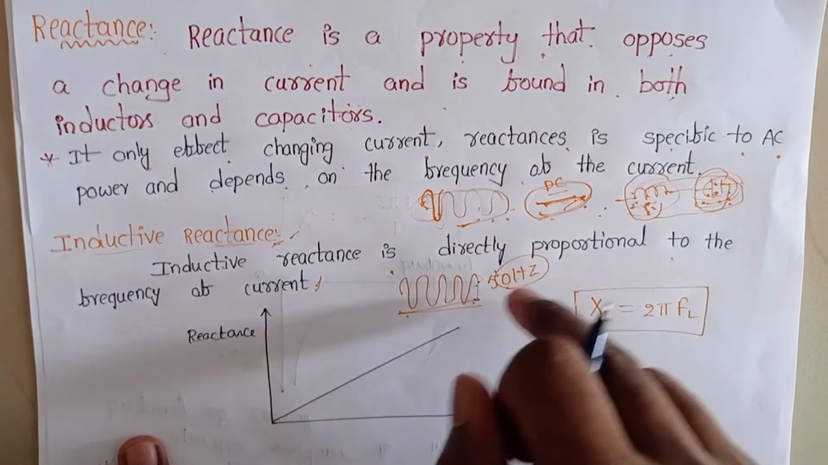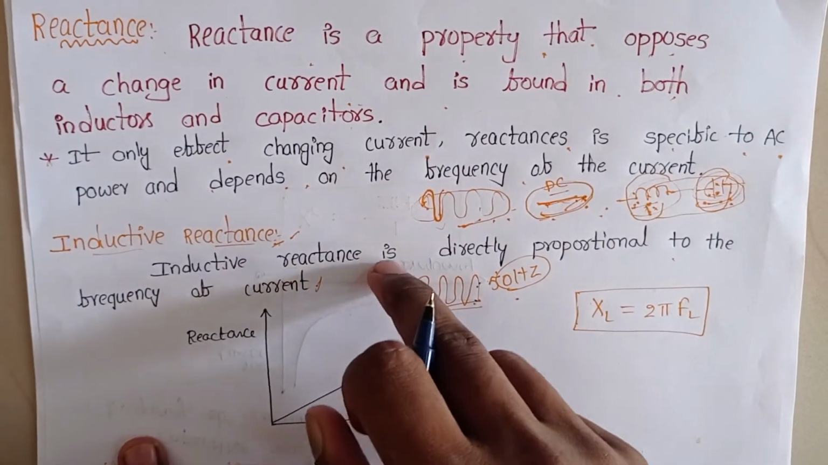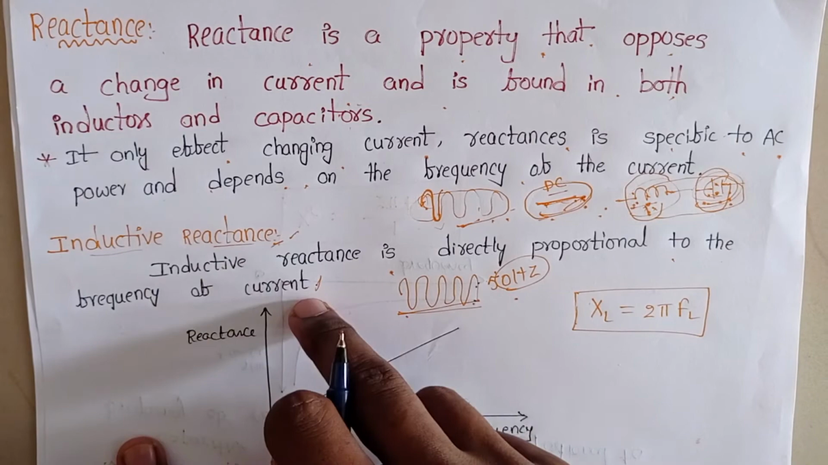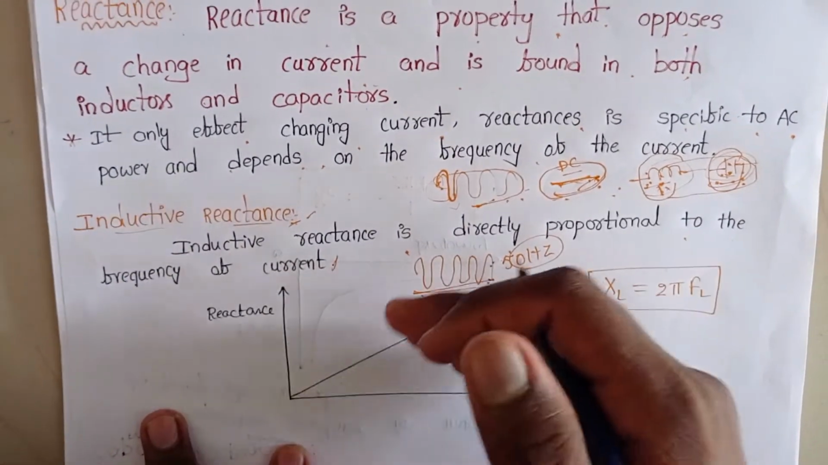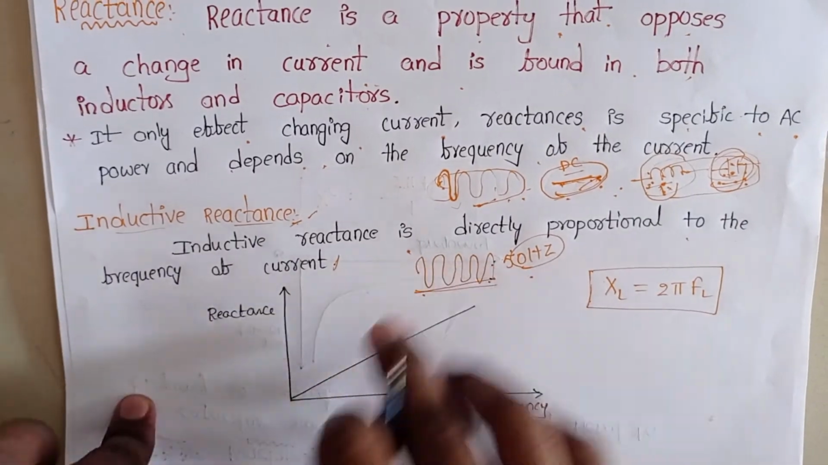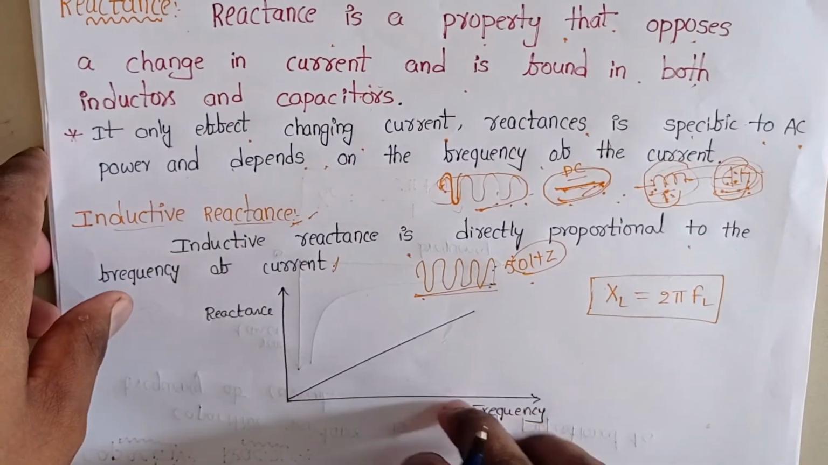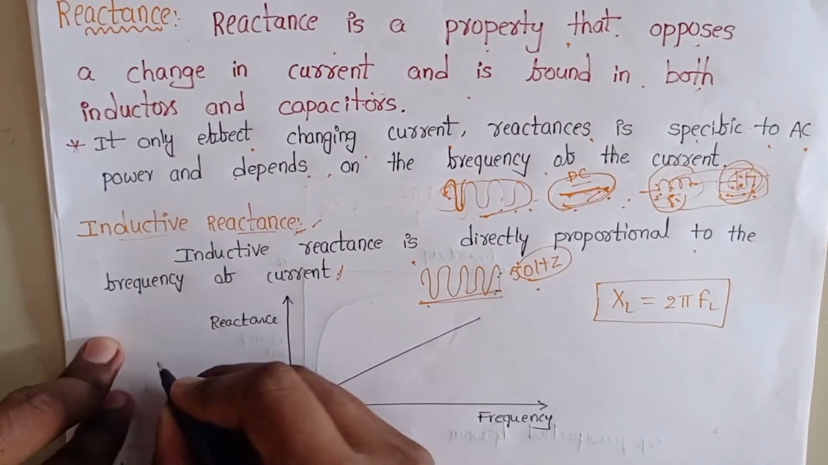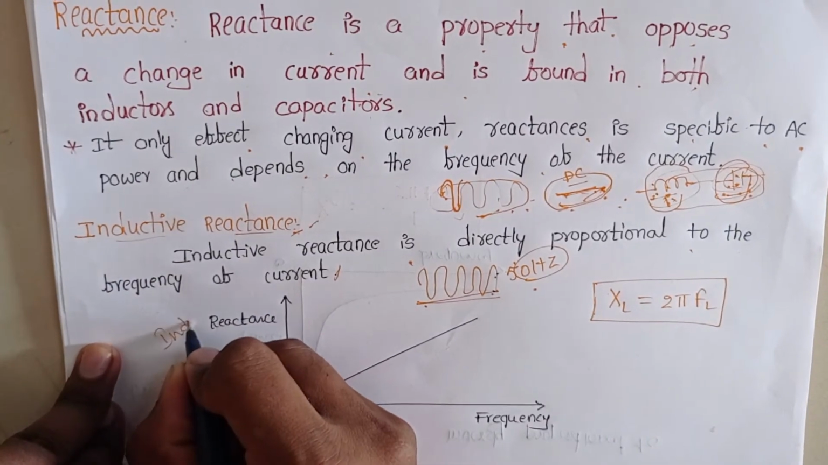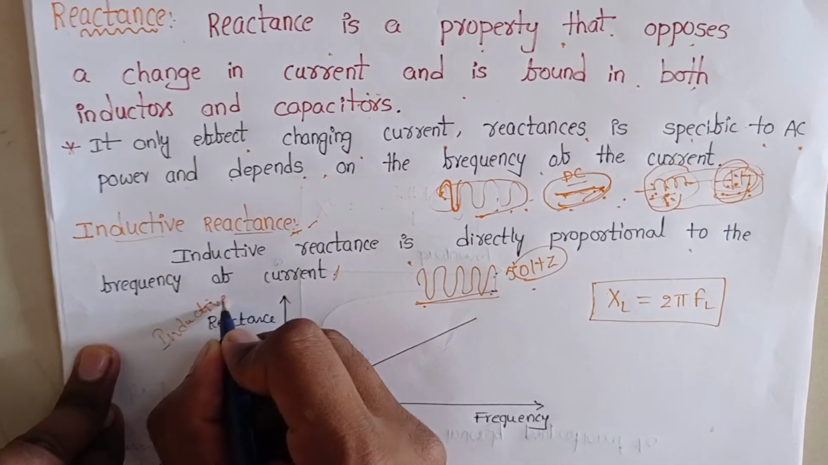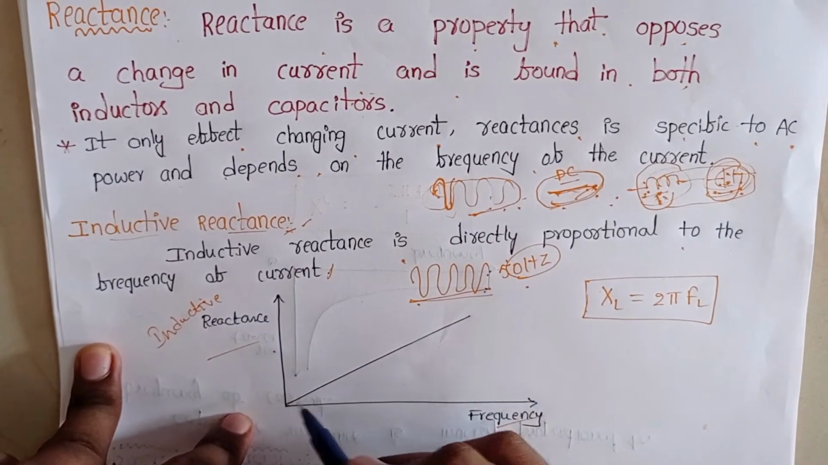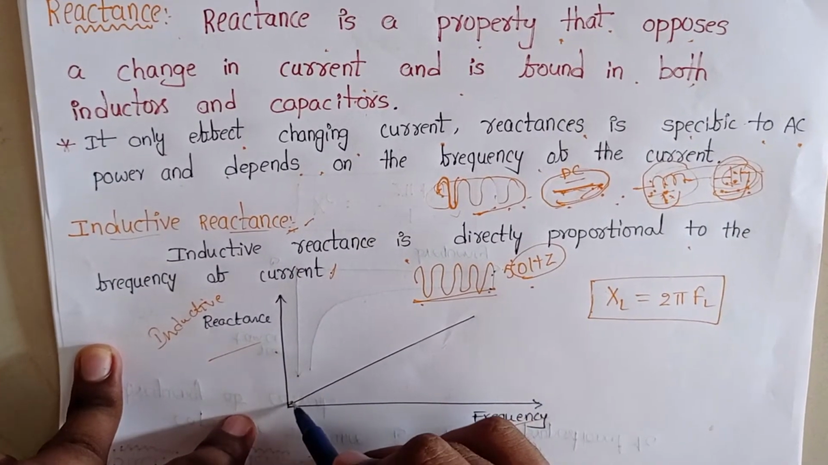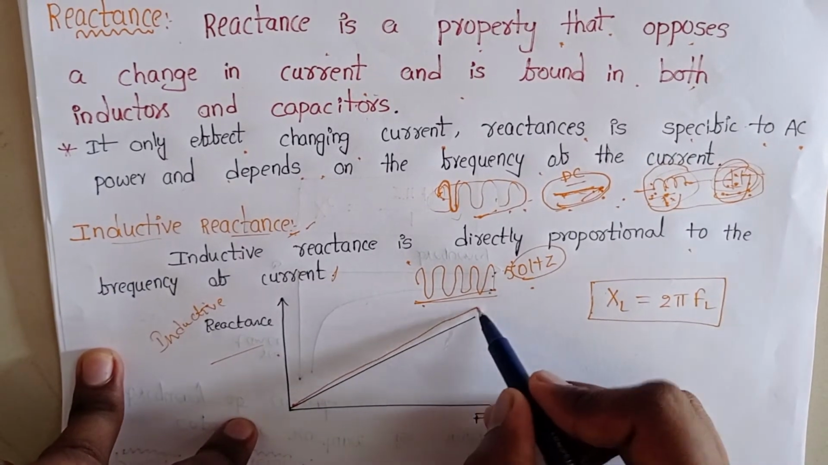If our frequency increases, then inductive reactance also increases. If the frequency decreases, then the inductive reactance also decreases. This is the graph between the inductive reactance and the frequency. If the frequency increases, inductive reactance also increases gradually.